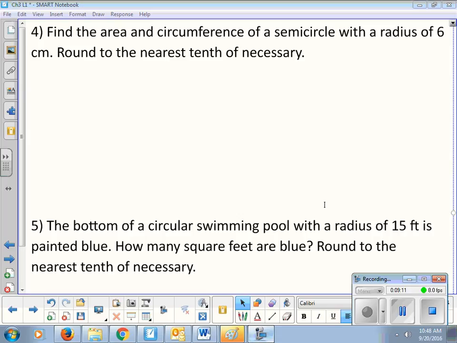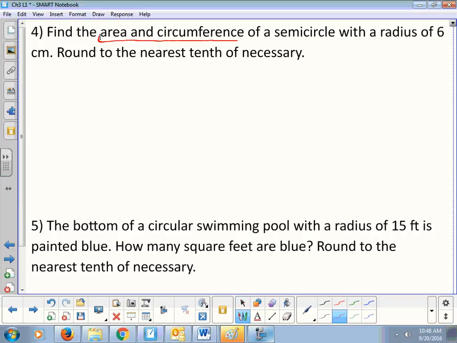Okay, so for number 4, we need to find the area and circumference of a semicircle with a radius of 6. So we're given the radius is 6 centimeters. What would our diameter be? 12 centimeters. We'd multiply by 2. And we want to find area and circumference.